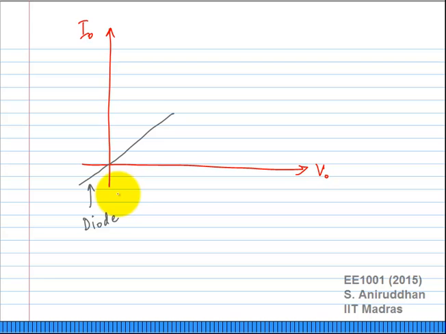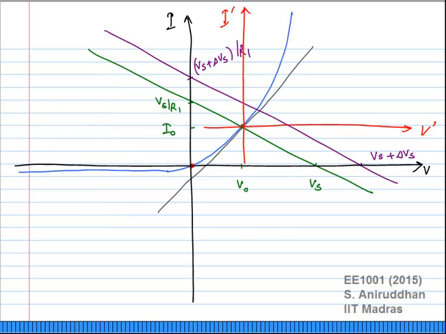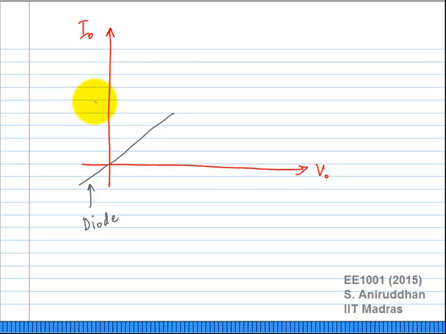Okay, now what do I do here? I need to draw the characteristics of the resistor. For that I believe I have used this color. Yes. Okay. What is this value here now on this new I prime, V prime axis? What is this intercept now?